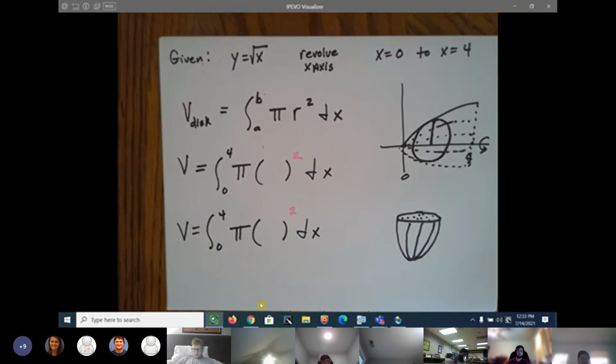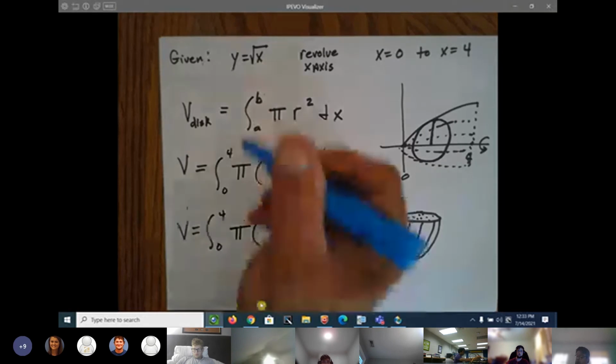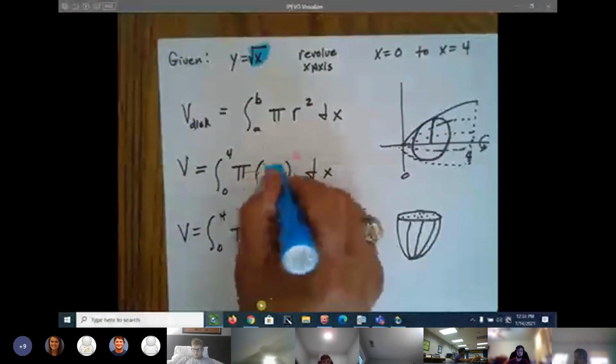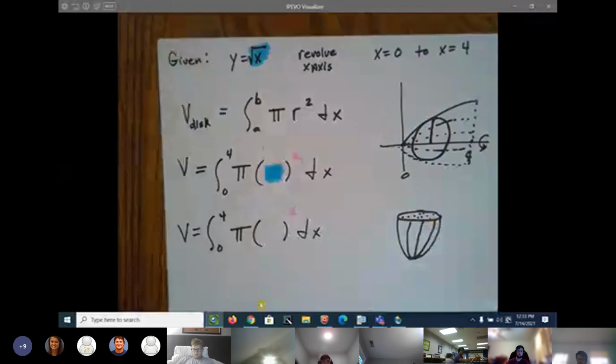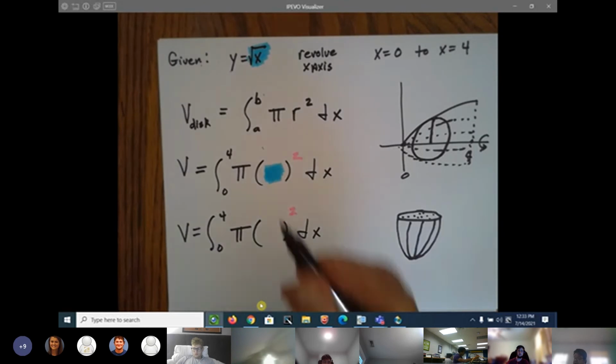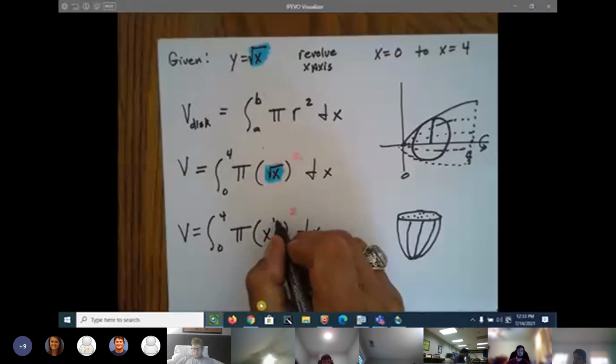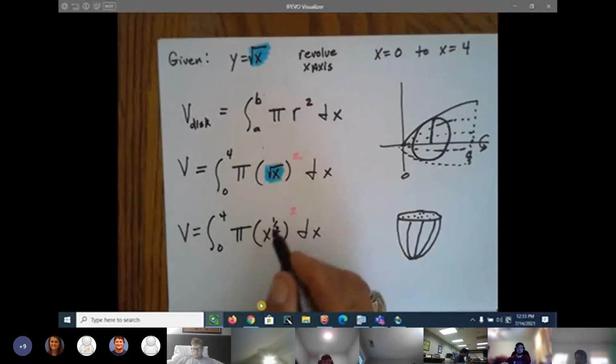Well, here is your function, and it's going to go in right there. Oh Lord, I got the pen tops on the wrong marker. It's going to be the square root of x, and that's x to the 1/2, however you want to write it.